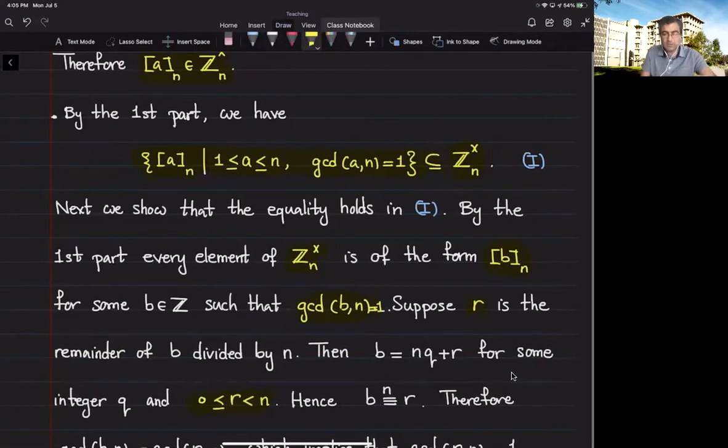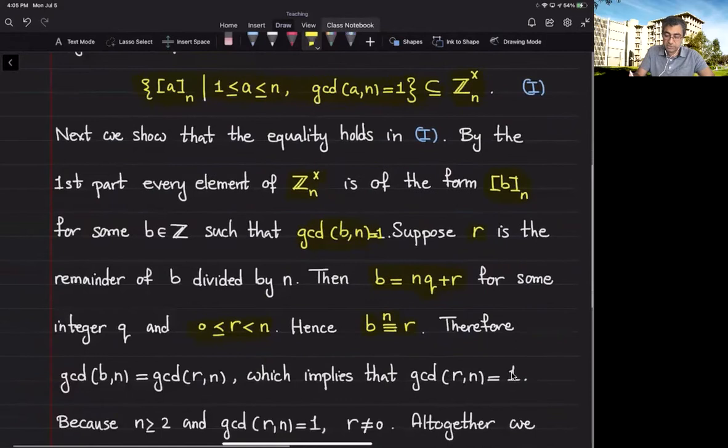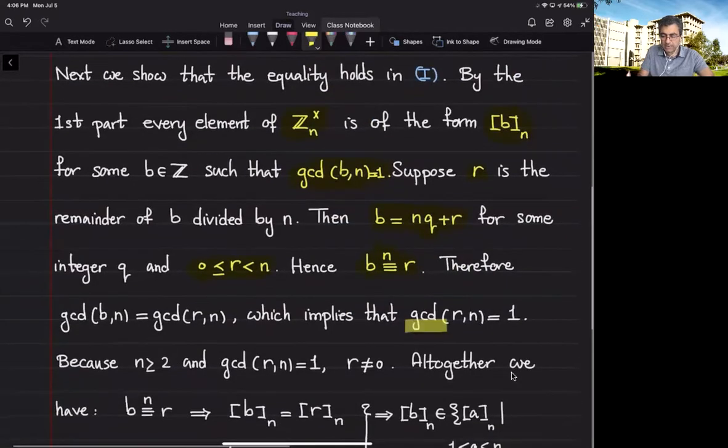And by definition of long division, b is n times some integer, which we call the quotient, plus the remainder r. Because of this equality, we deduce that b is congruent to r modulo n, and therefore GCD of b and n is the same as GCD of r and n. But remember, because we started with a unit, we knew that GCD of b and n is 1, and therefore GCD of r and n is 1.